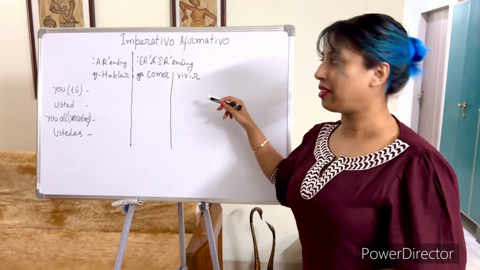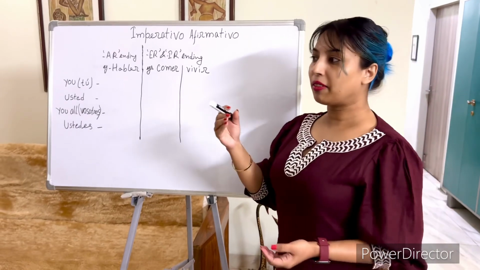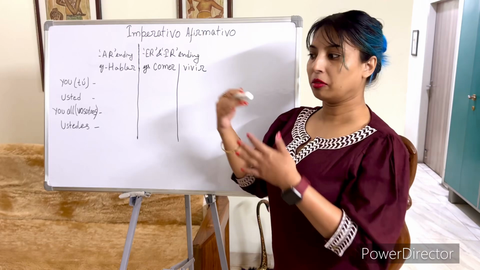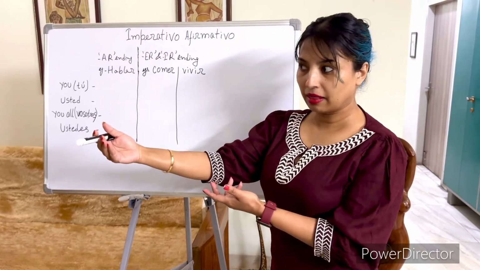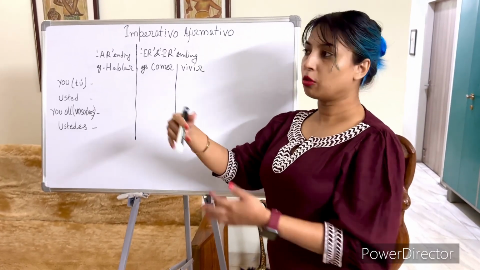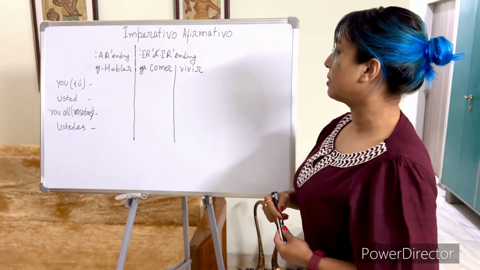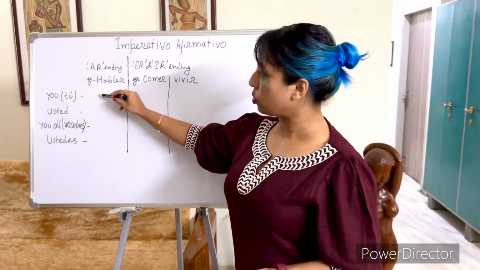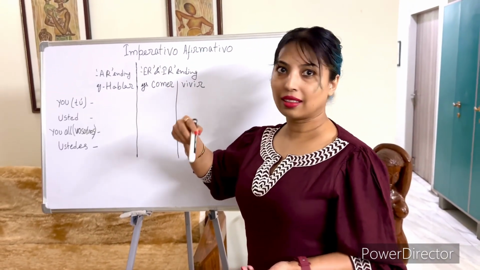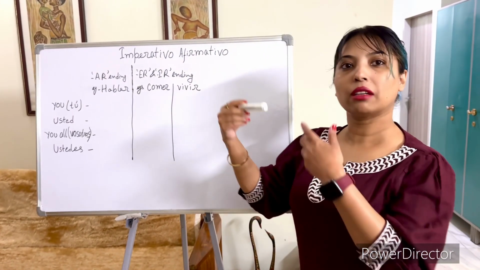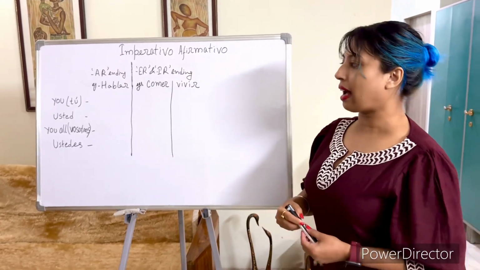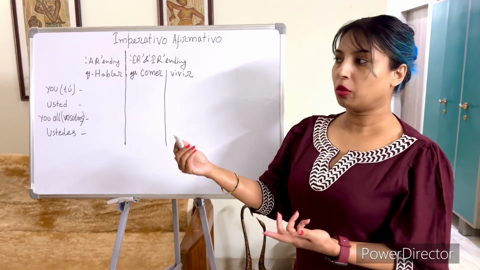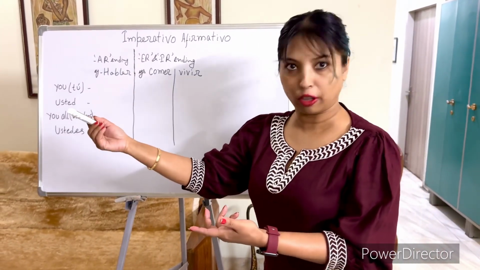But just like the Hindi language, in Spanish we have a different way to address our elders, and we have a different way to address people of the same age, like aap and tum. So in Spanish it is tú and usted. The usted form is used for people you want to give respect to.